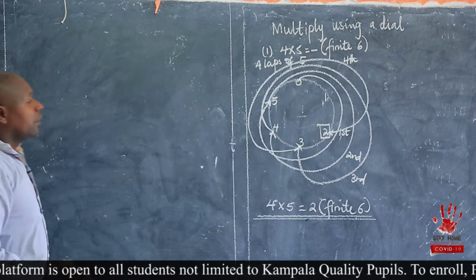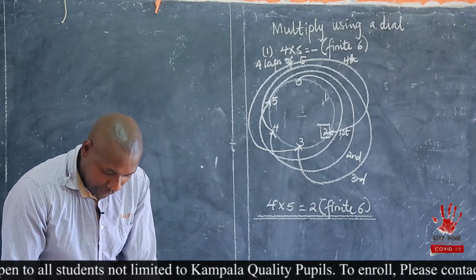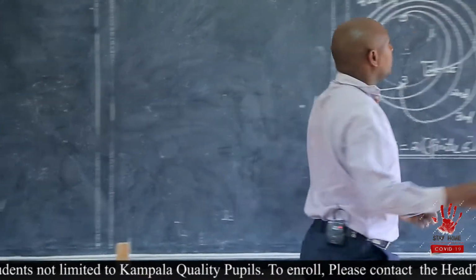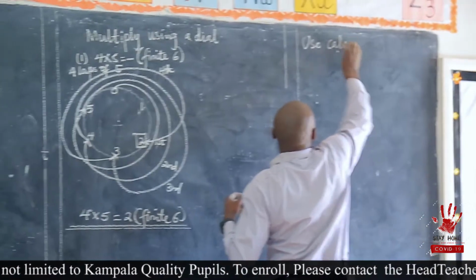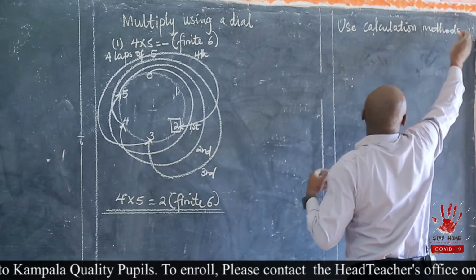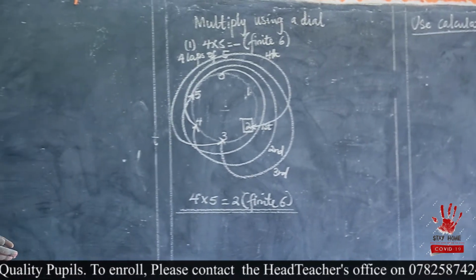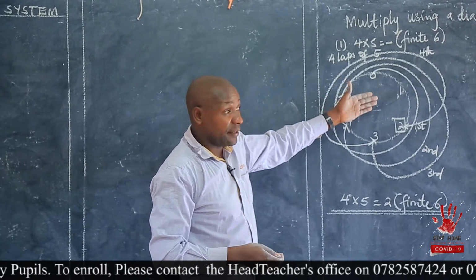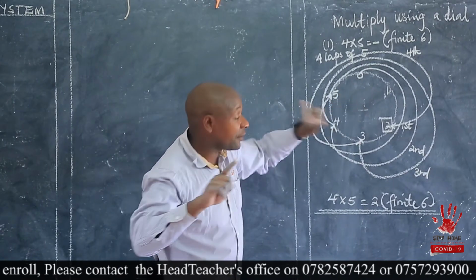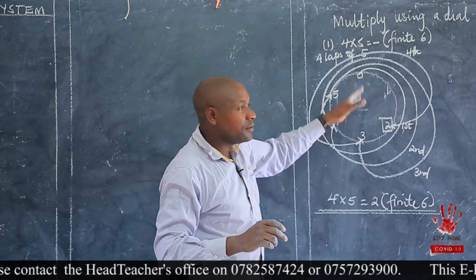So allow me also to answer one of the next instructions, which said use calculation method. This time, not dial. That's why we said you enjoy mathematics depending on the methods, many methods somebody can apply, and you get the same answer. When you remember, we were giving both methods, dial method and calculation method, in every example, depending on the examples I gave you last time. But this time, I'm just using only one.